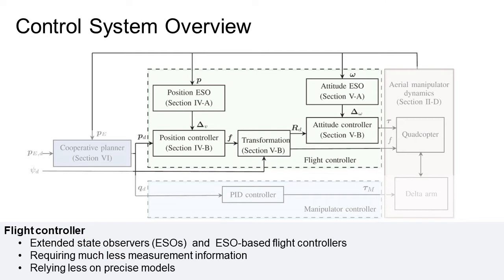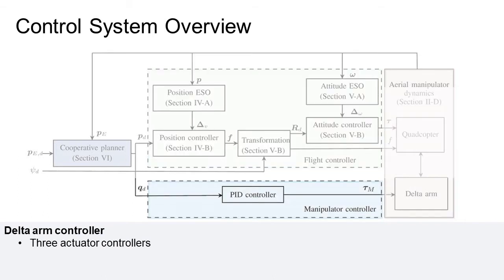The second component is the flight controller for the quadcopter base. We propose a novel flight controller for aerial manipulator that consists of extended state observers, ESOs, for dynamic coupling estimation and ESO-based flight controllers. The third component is the delta arm controller. The delta arm controller is constituted by three actuator controllers.